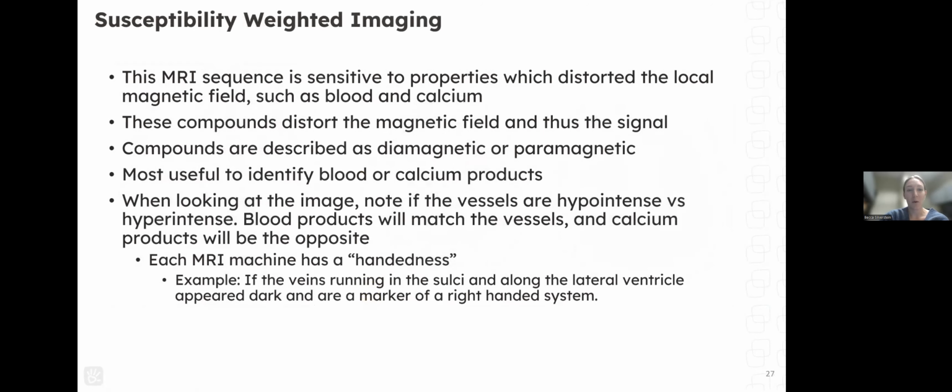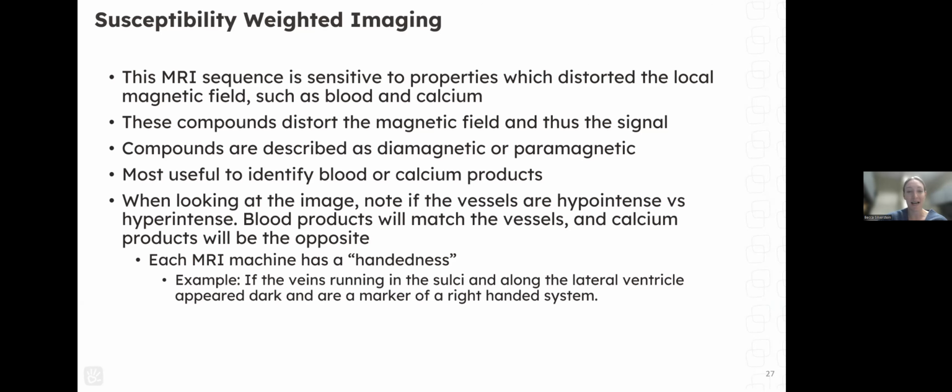Our susceptibility weighted imaging. This is an MRI sequence which is sensitive to properties which distort the local magnetic field, such as blood and calcium. And this particular imaging is actually playing on kind of an artifact of these properties and being able to use it for useful purposes. So when you think about properties like blood and calcium, they have their own magnetic field, and these compounds will distort the magnetic field and thus the signal that the MRI machine is receiving.